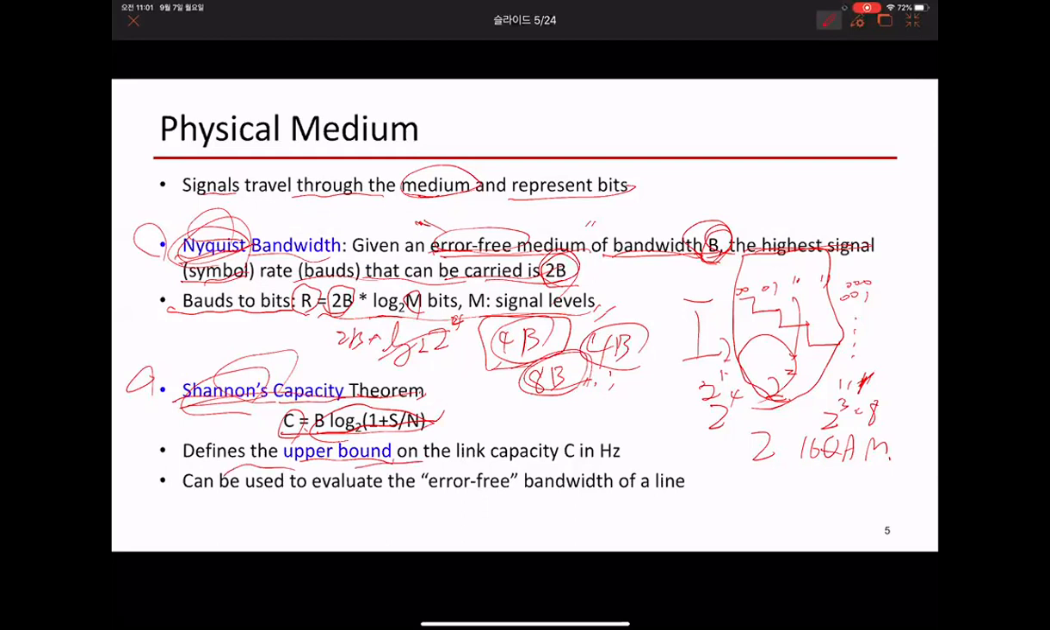So it defines the upper bound on the link capacity C in hertz. It can be used to evaluate error-free bandwidth for a line. SNR means signal-to-noise ratio. So capacity is bandwidth multiplied by log base 2 of 1 plus signal over noise, the SNR. Okay, remember these two equations.